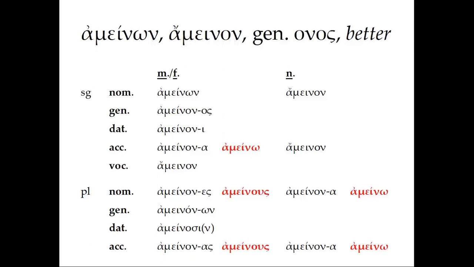Again, we see some ambiguity here. If you look at amena, it could be either singular accusative or plural nominative and accusative neuter. Anyway, you'll have to keep track of these. So these are the forms, along with the alternate forms of an irregular comparative adjective like ameno.